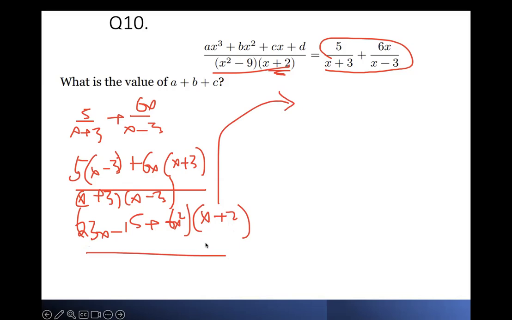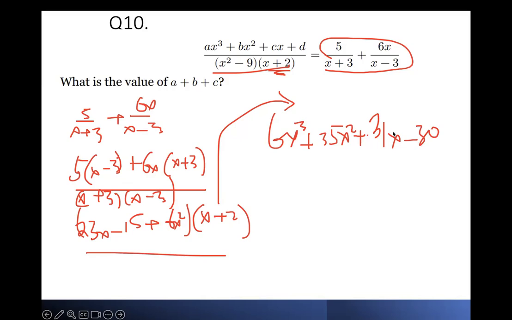In that process, you're going to get what? 6x cubed plus 35x squared, if you do all of it, plus 31x minus 30. If you simplify all of them, this is equivalent to what you have. You have A is equal to 6, B is 35, C is 31, and D is minus 30.